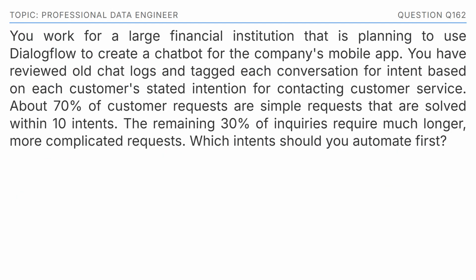You work for a large financial institution that is planning to use Dialogflow to create a chatbot for the company's mobile app. You have reviewed old chat logs and tagged each conversation for intent based on each customer's stated intention for contacting customer service. About 70% of customer requests are simple requests that are solved within 10 intents. The remaining 30% of inquiries require much longer, more complicated requests. Which intents should you automate first?